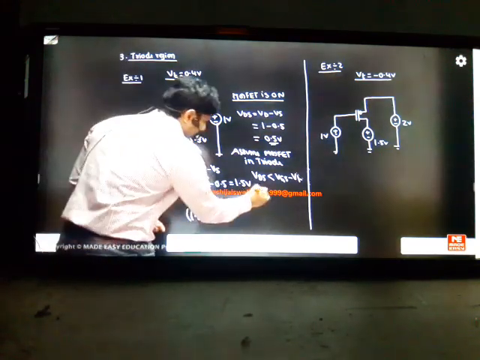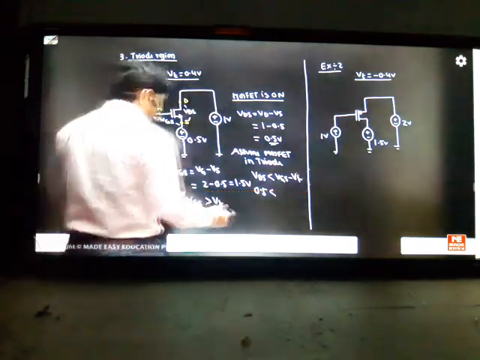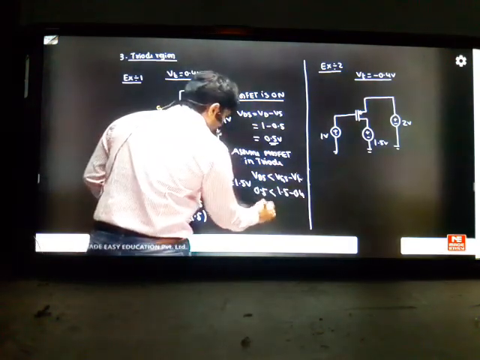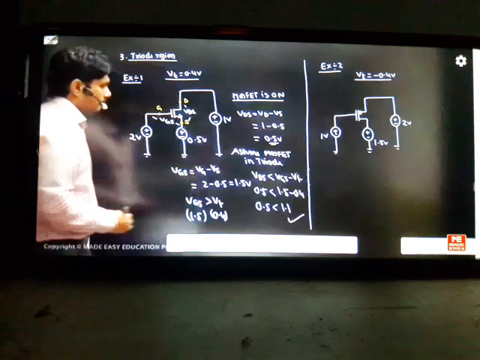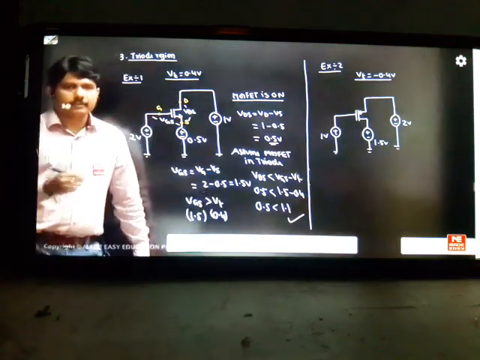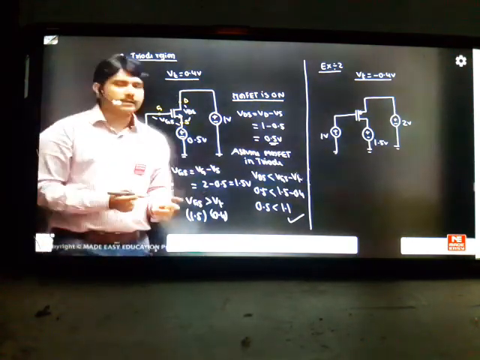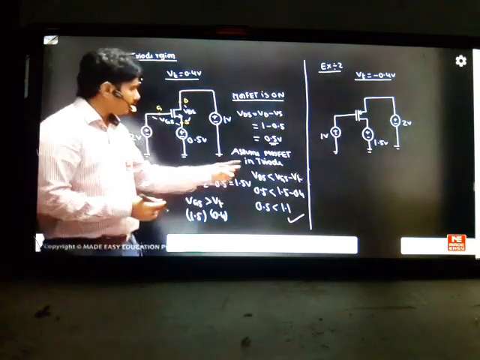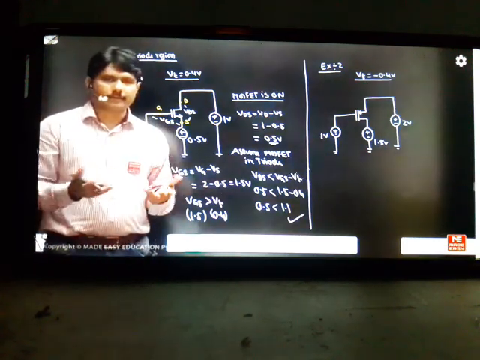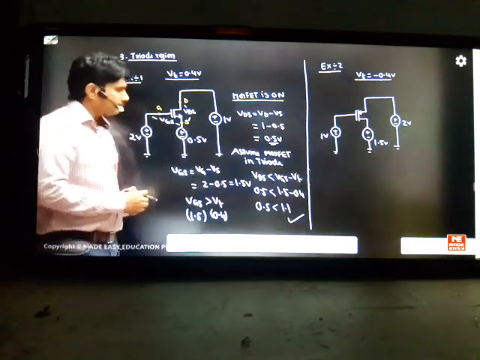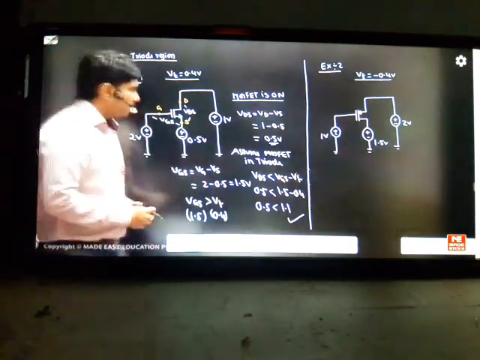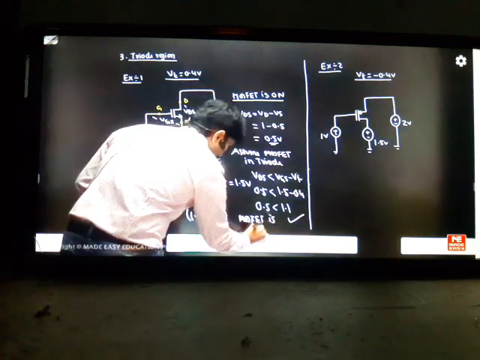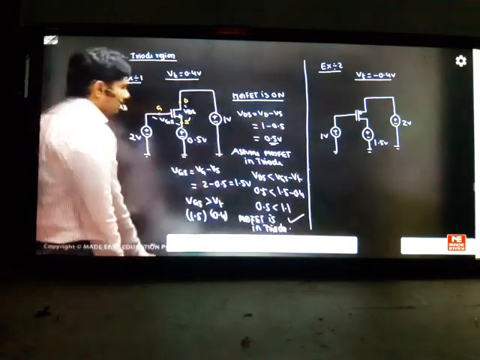So VDS we got is 0.5, which should be less than VGS, 1.5, minus 0.4. So 0.5 is less than 1.1. This statement is correct, so the system is working in the triode region. If you have any doubt whether it is in triode or current saturation, you can assume either one. If your assumption is correct, it's okay. If it is not correct, then you are in the other region, current saturation. Whatever you like you can assume. So I think your MOSFET is in the triode region.